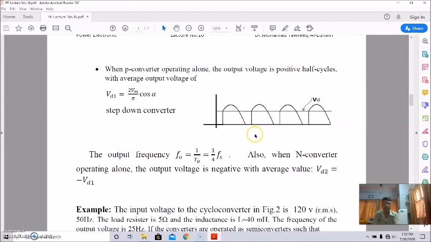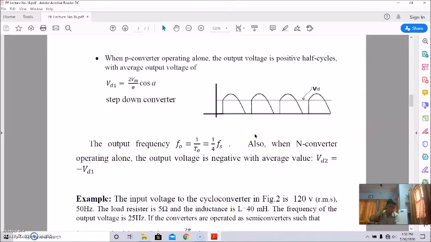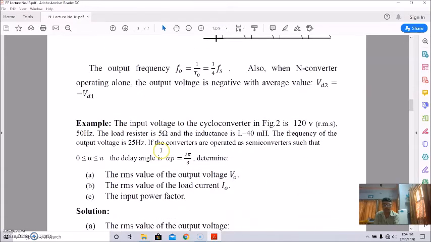Now when the positive converter is operating alone, the output voltage is in the positive half cycles with average output voltage equal to 2 Vm by pi cos alpha. This is the average output voltage Vd1. And the output frequency f0 equal to 1 by T0, that is 1 by 4 times the supply frequency. When the negative converter is operating alone, the output voltage is negative with average value Vd2 equal to minus Vd1. So this is more or less a quick recapitulation.